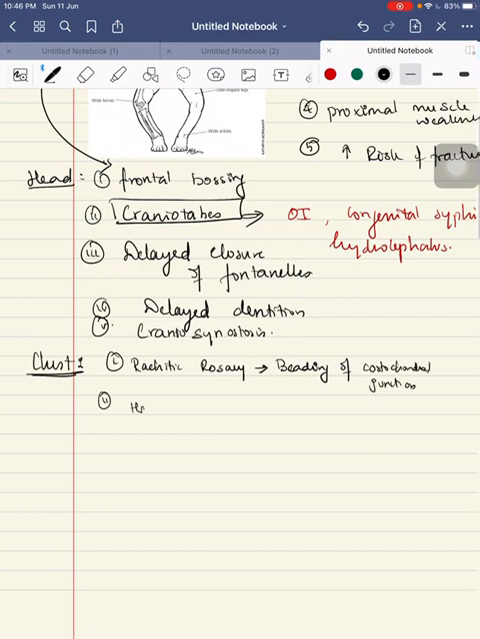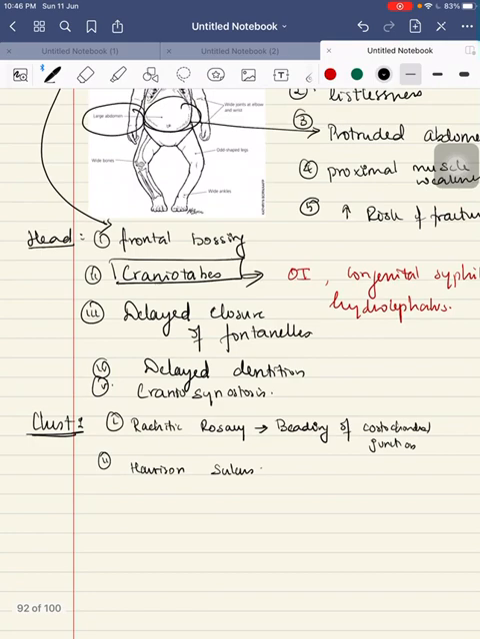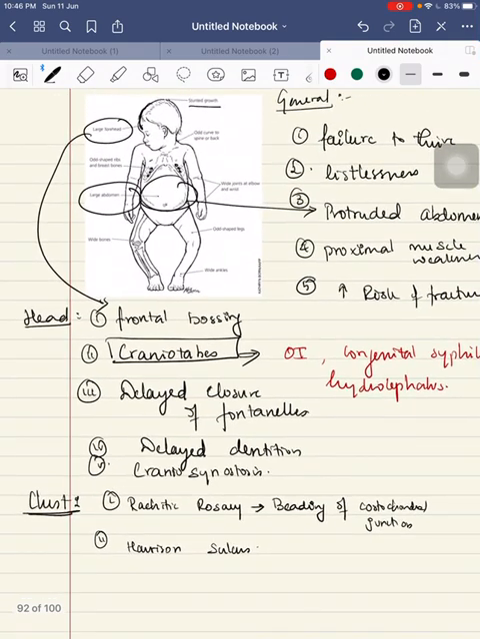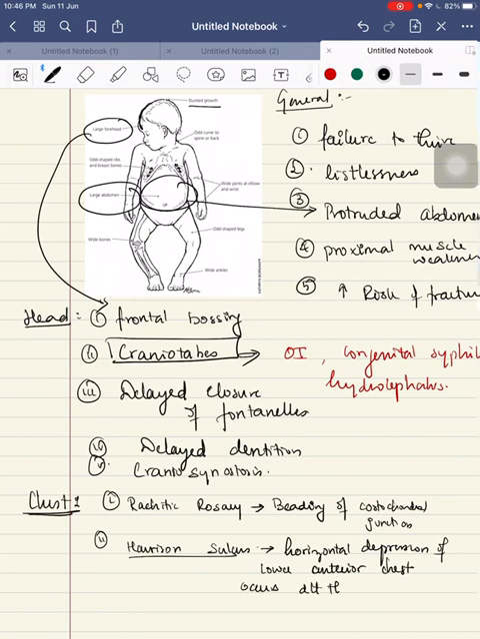Second, the child can have Harrison groove or Harrison sulcus. This Harrison sulcus is nothing but the horizontal depression of the lower anterior chest wall that occurs due to the pulling of the softened ribs by the diaphragm.